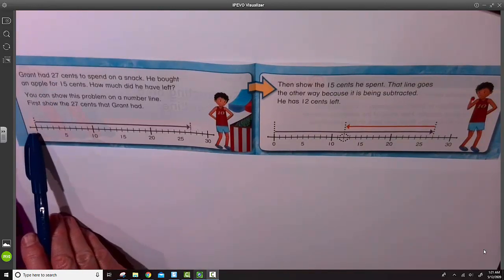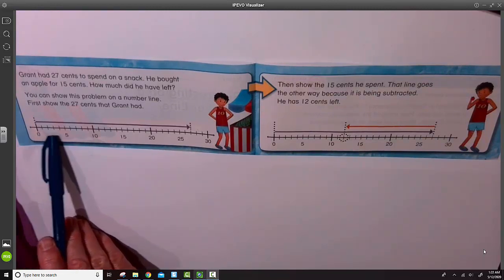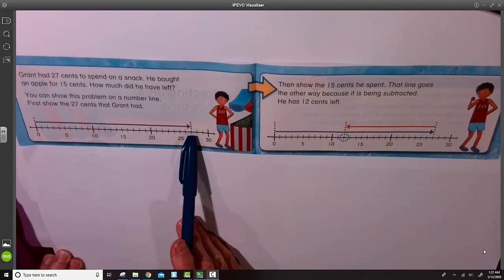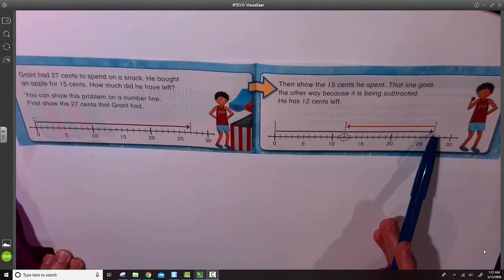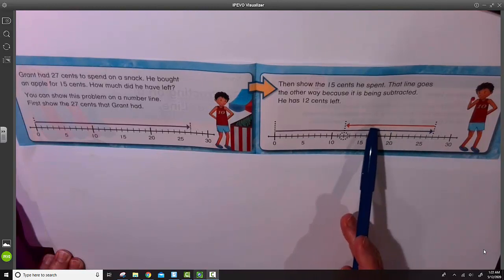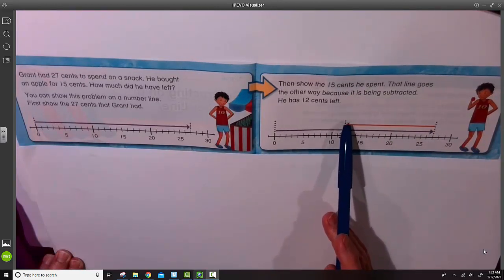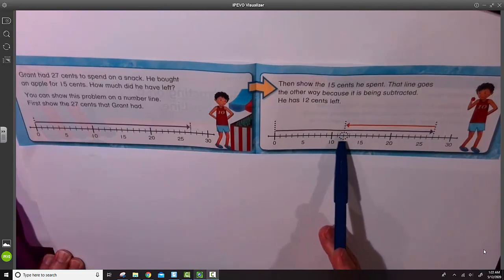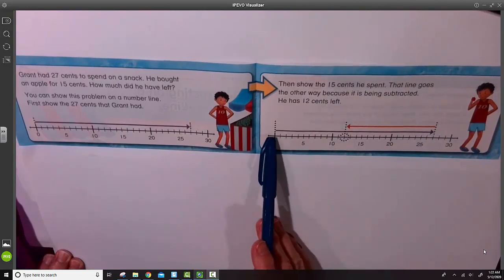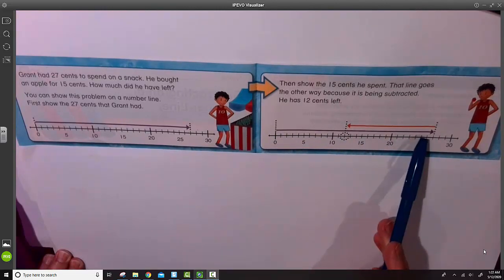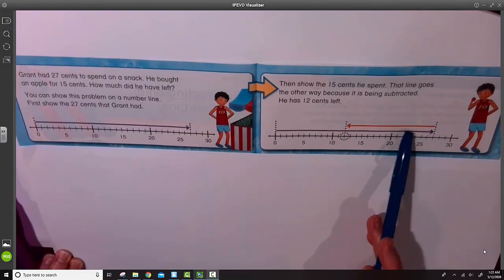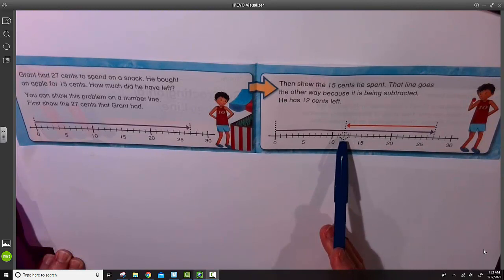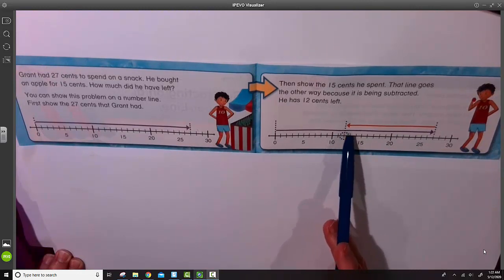So the suggestion is to use one color, and starting at 0, we will move to the number 27. Next step, from the 27, we must now count backwards toward 0, 15 spaces. And at that point, we reach the number 12, and you can see it's circled here. So 27, the purple arrow, subtracting 15, the orange arrow, leaves us at point 12 on the number line.